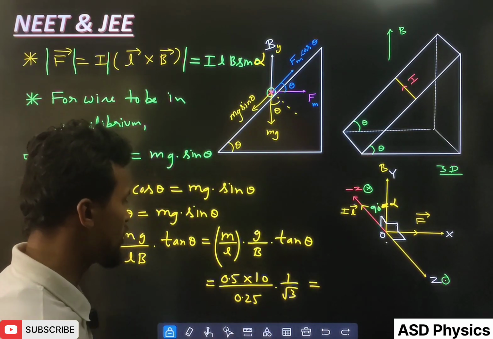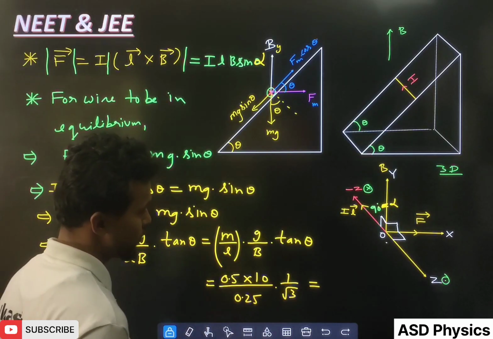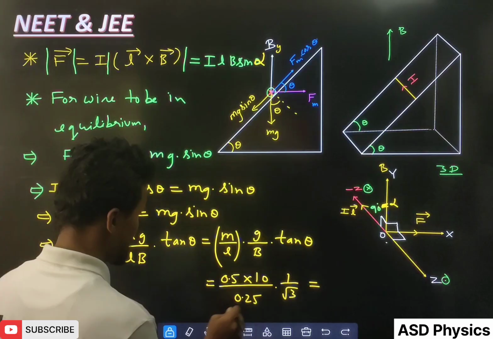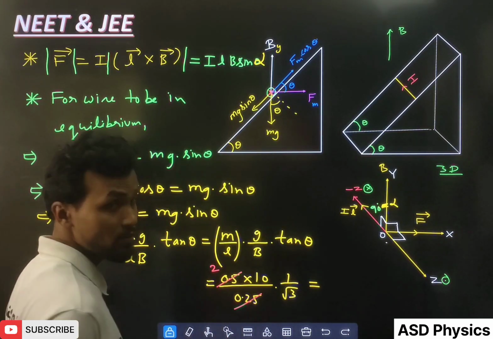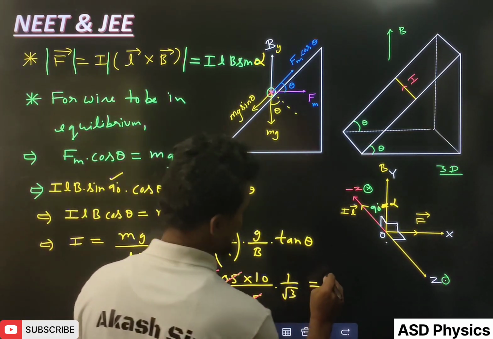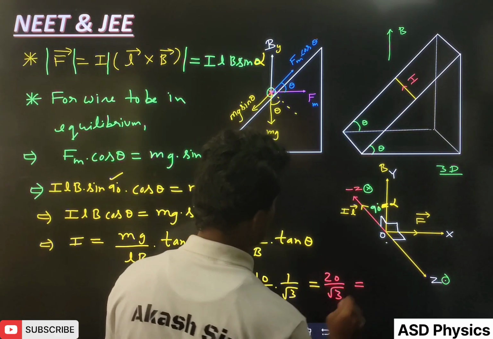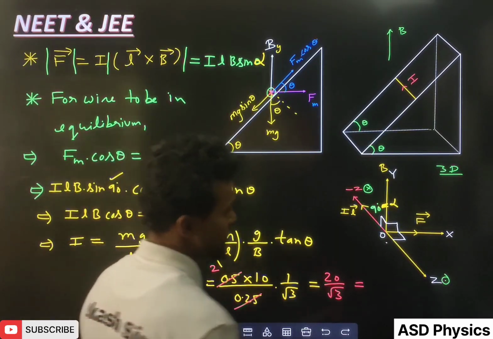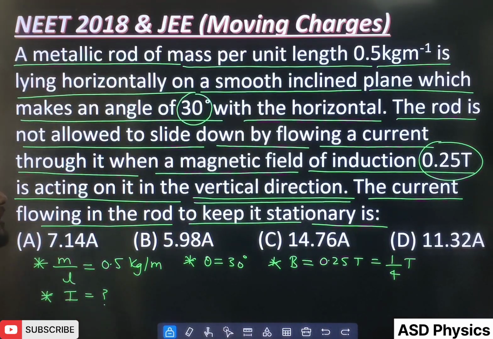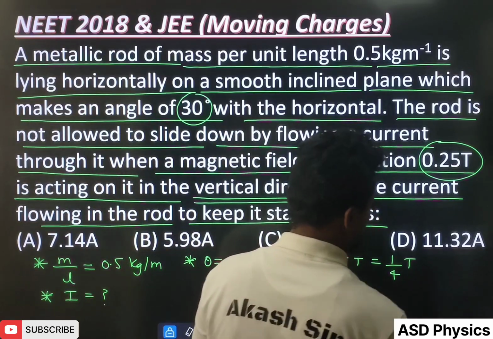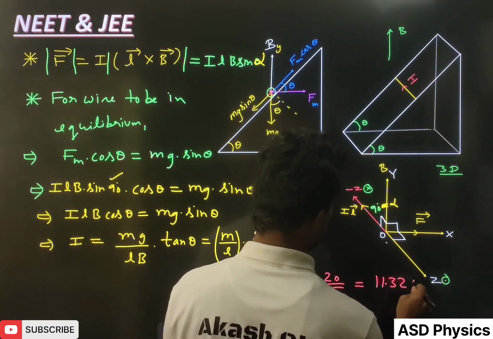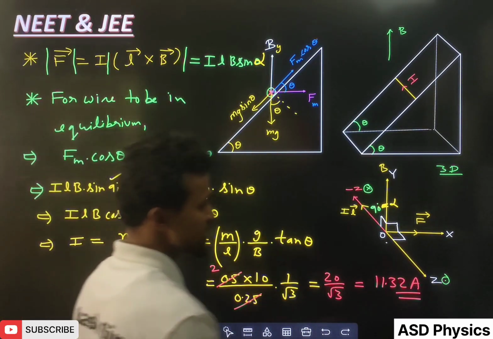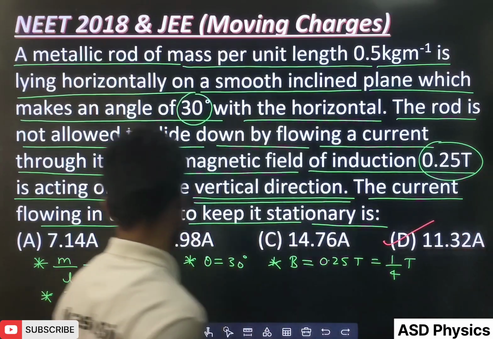From here you can see 0.5 by 0.25 will go 2 times, so we can write 2 into 10. If I cancel here, this is 0.25 and just 0.5, so it will come 2 times. So 2 into 10 is 20, and 20 by root 3. Root 3 value is 1.732, so when you simplify this it will come 11 point something. Kindly check the options. Option D is near to 11. The answer will come near 11.32 ampere. So which option is correct here? As I have told you, option D is the correct answer.